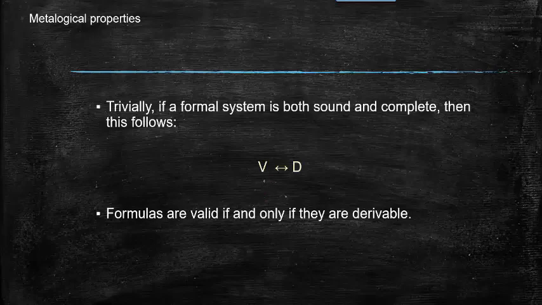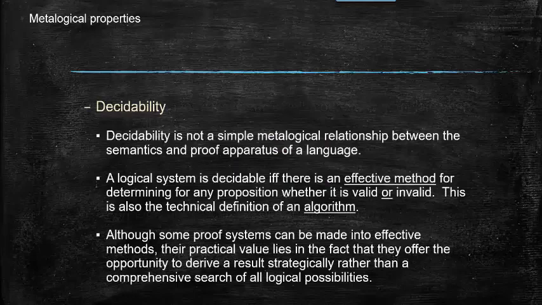Trivially then, if a formal system is both sound and complete, then this follows: formulas are valid if and only if they are derivable. And that is really the bee's knees when we are talking about formal systems. So, decidability is the other property that's very important to us. And this is a horse of a different color. It is not just about the relationship between the semantics and proof apparatus of a language.